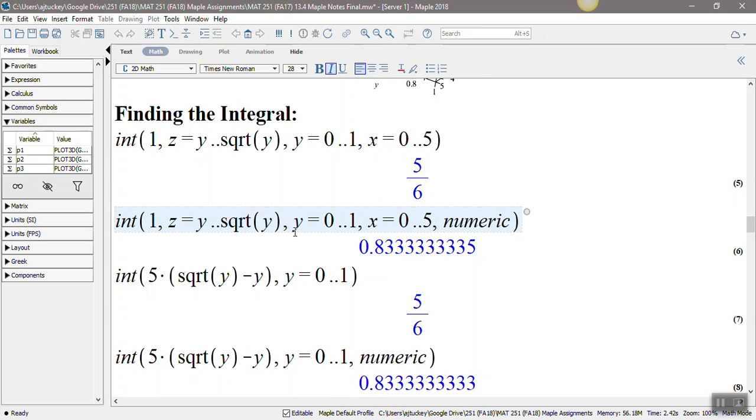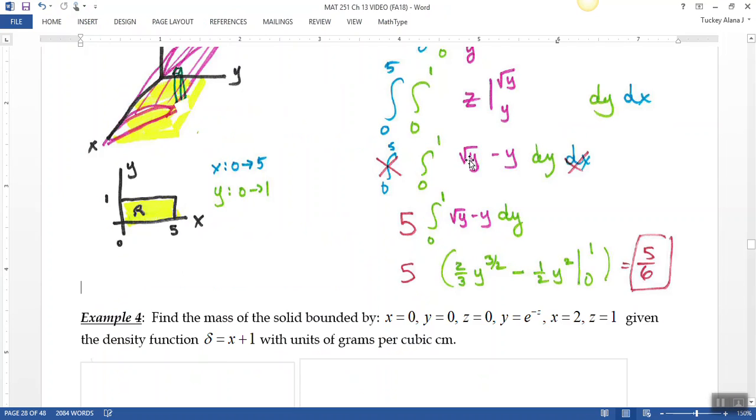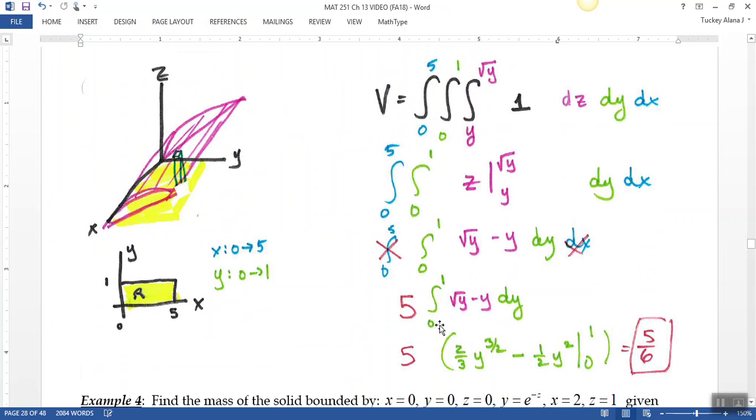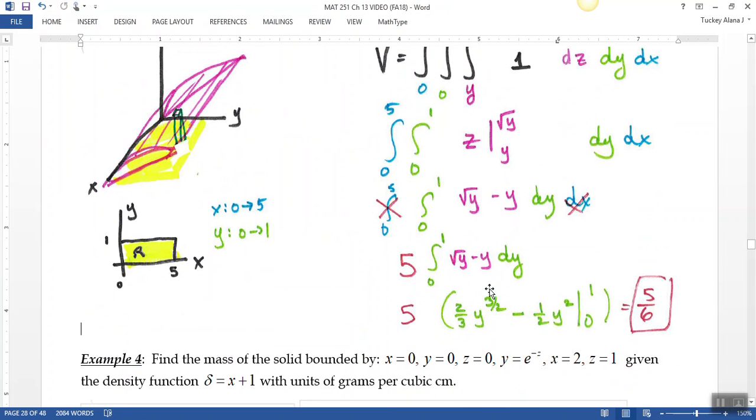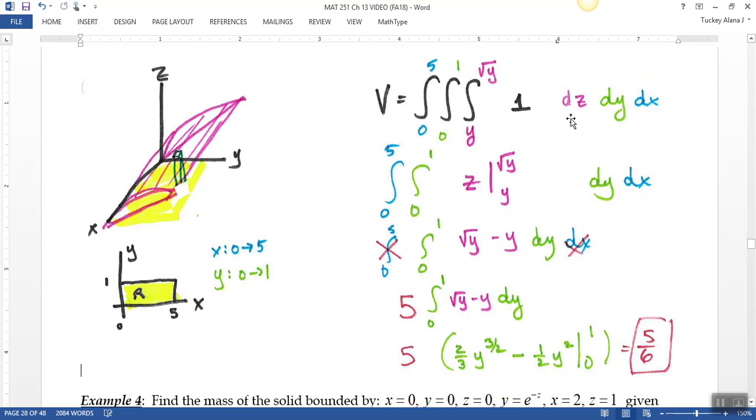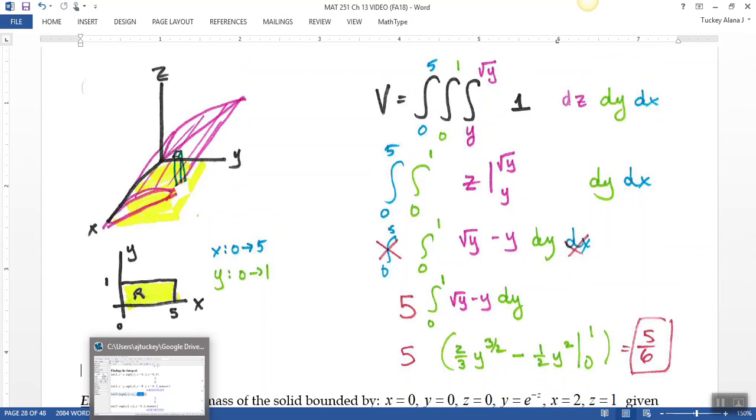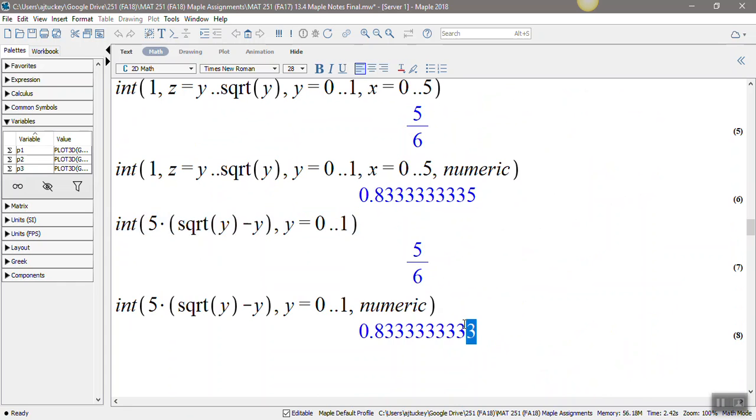And it doesn't really matter which direction we go. And in case you didn't believe me about the 5 coming out, I actually showed that it works right here. So I did 5 times the square root of y minus y, from 0 to 1, which was after I had gotten rid of that 5. And I proved that it's the same thing. It's 5/6, the same thing as what we originally were given. So it all works out. 5/6.